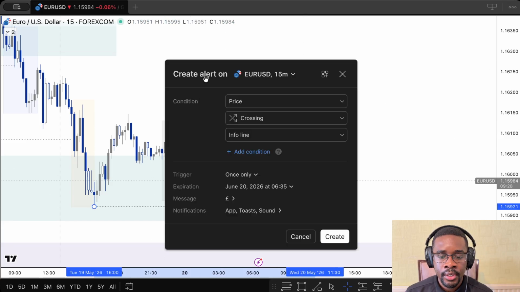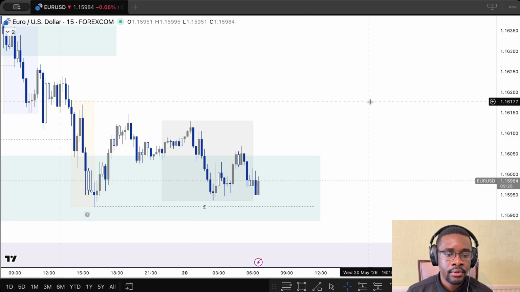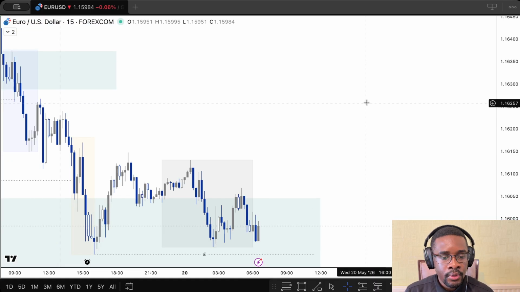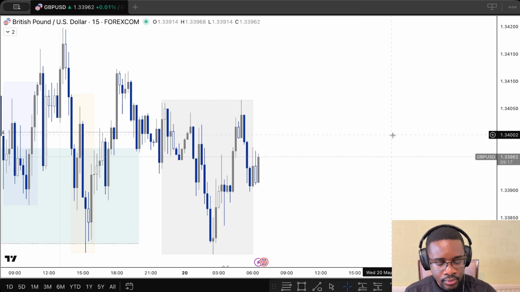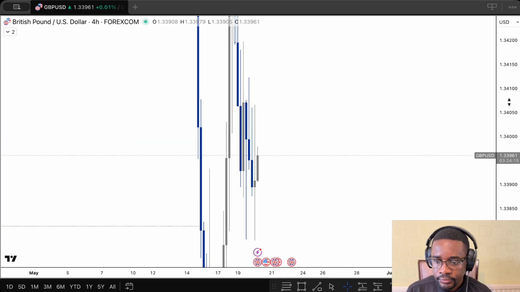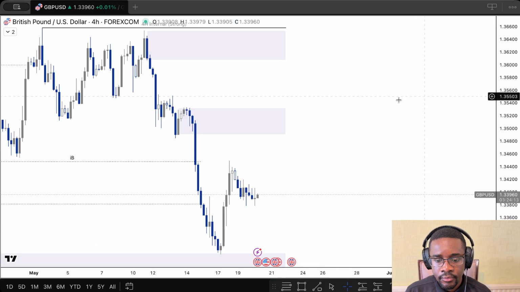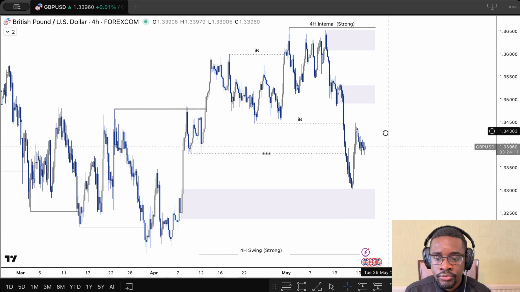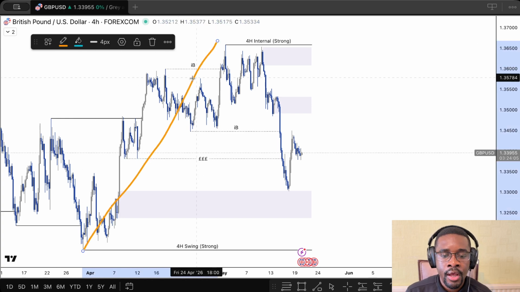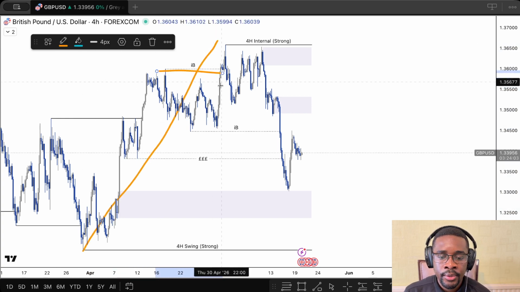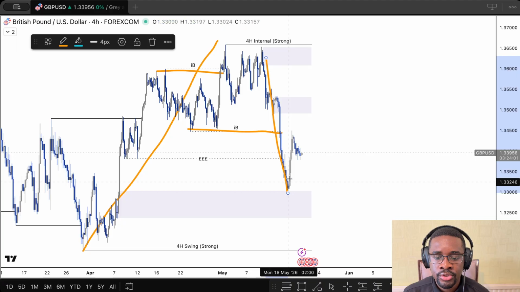Just gonna set my alert. Okay, so let's look at the pound. Starting on 4H, this is the range. This is what we see. So we know that this is our swing range for the pound with an internal break bullish and then internal break bearish.